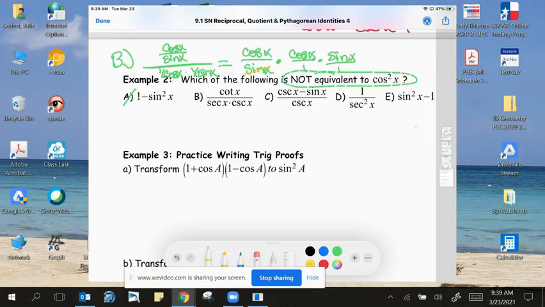So we have a sine x in the denominator, divide out with a sine x in the numerator, and that's equal to cosine squared x. So B does equal cosine squared x. It's not the answer choice we're looking for.